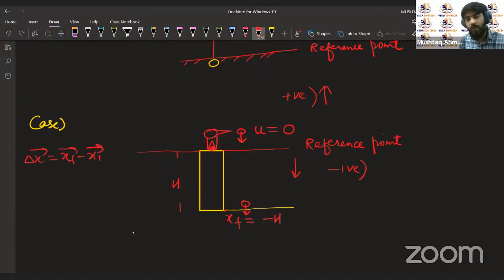So with respect to the reference point, which is the height of this tower, or the point where this person is standing, the initial position of this ball is 0, and the final position is minus h. So it will be minus h minus 0. The displacement will not be positive, it will be taken as negative, that's minus h, correct?